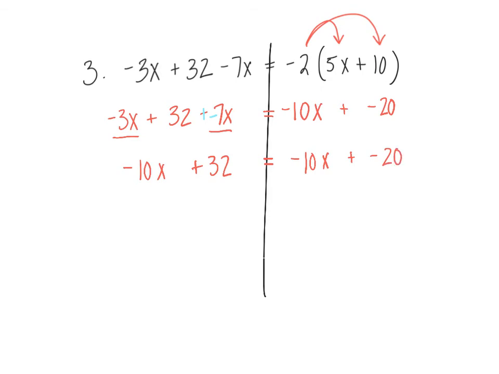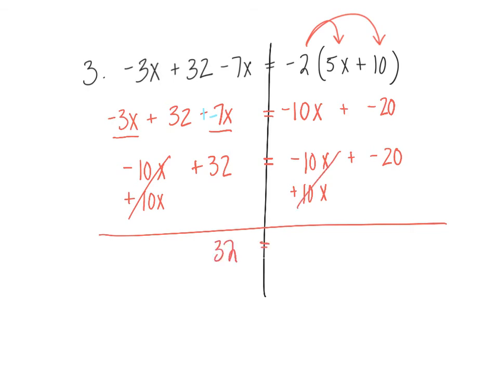All right. From there, I am going to move some things around. So it's up to you whether you want to move your variables first or your numbers first. I'm going to go ahead and just move my variables first. So I'm going to do plus 10x on the left, plus 10x on the right. And you'll see that these both cancel out. And I'm just left with 32 equals negative 20.